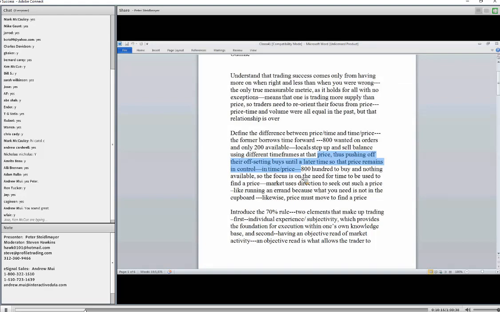So if we take a second example, we take 800 to buy and nothing to sell. The focus is on time to be used to find a price. So the idea is if there's 800 to buy and nothing to sell, the broker's got to start bidding up the price in order to get that. And that means that the market prices are going to be moving rapidly, like from 2 to 5 to 10, 30 on up. And the market uses direction to seek out such price. So like I said earlier, it's like running an errand because what you need is not in the cupboard. Likewise, price must move to find a price.